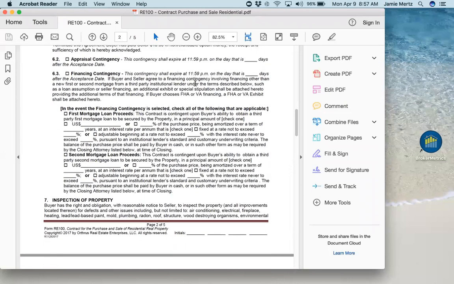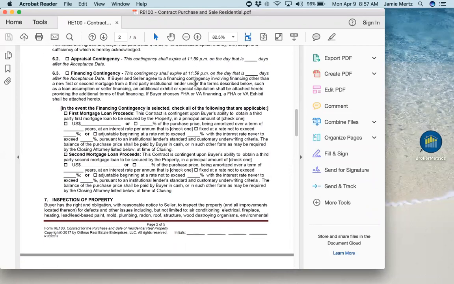And then finally, paragraph 6.3 is your financing contingency. This is the period of time that the buyer has to obtain their financing in the transaction. You don't want it to exceed 30 days. It needs to be shorter than your closing date, but longer than your appraisal contingency. If you are doing an FHA or VA, you need to make sure that you do attach the separate FHA or VA exhibit to this particular contract.